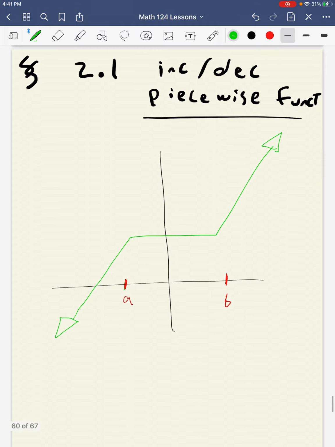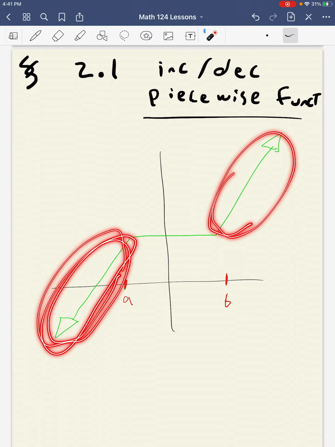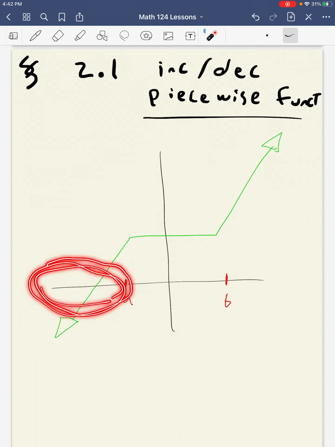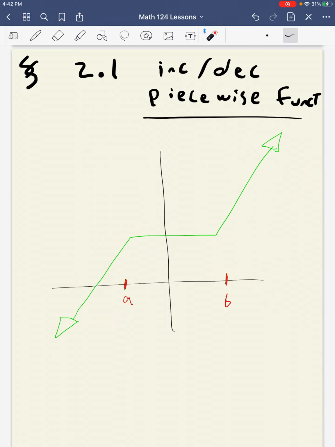Well, we need to describe the location for when the function is increasing. Right, so if we call this the increasing part of the function, how can we describe the location for which this is increasing? Well, we can do it by talking about the x values that correspond to when the function is increasing.